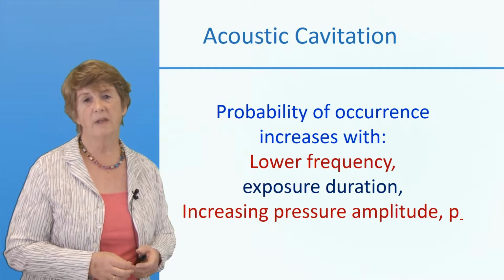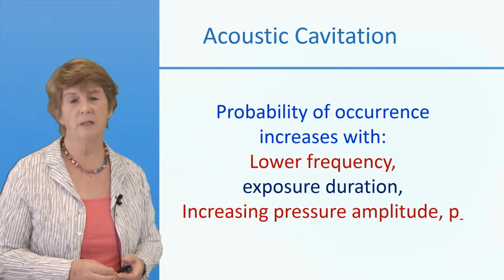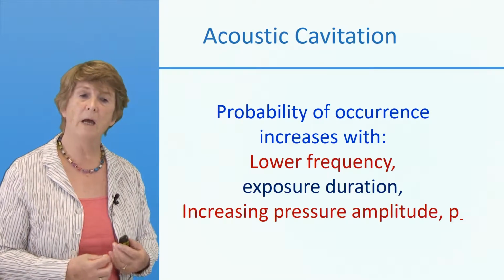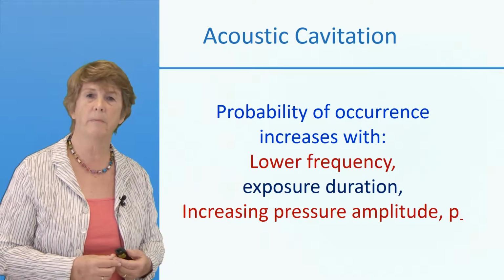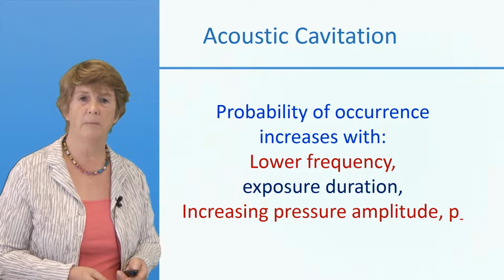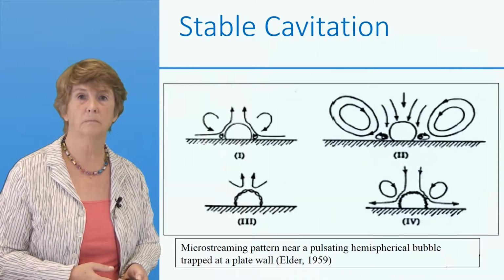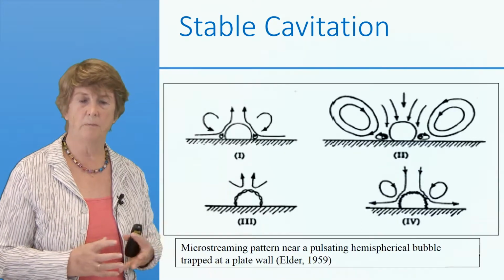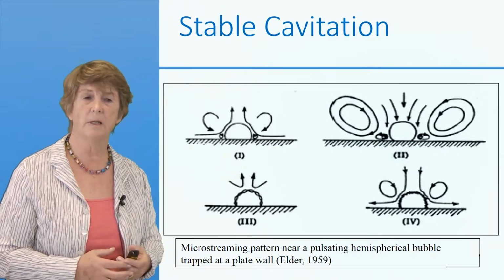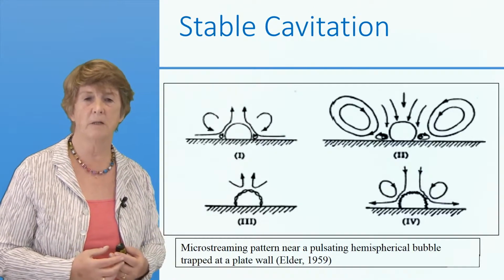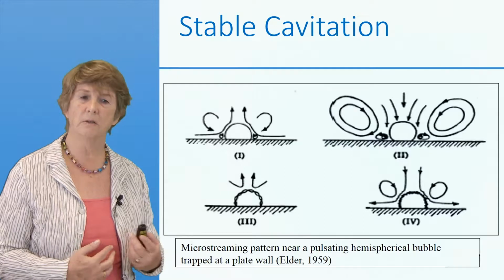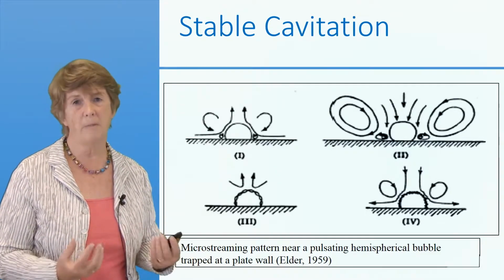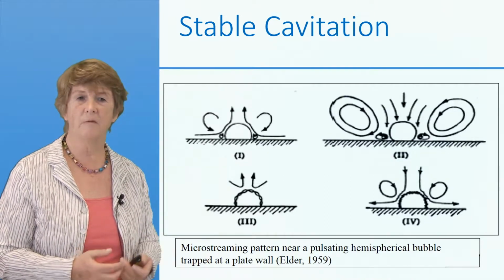The probability of getting this bubble activity increases the lower the frequency you have, the longer you expose for, and the higher the negative going part of the ultrasound pulse is, so with increasing pressure amplitude. A stably cavitating bubble, so one of these bubbles undergoing these breathing oscillations, will set up fluid patterns around it, and these fluid patterns set up shear stresses on the surface in which they sit, which may be a blood vessel wall, and these can have biological effects.